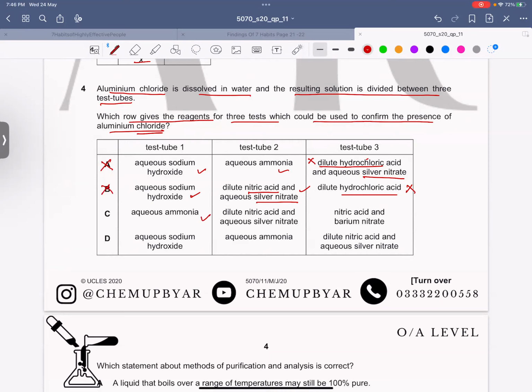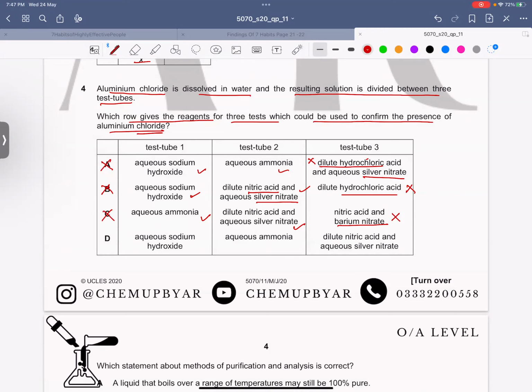Aqueous ammonia, that is fine. Dilute nitric acid, that is fine. And barium nitrate, no, that is wrong because barium nitrate is being added to test the sulfate or sulfite ions, not chloride ions. You have to remember these tests.